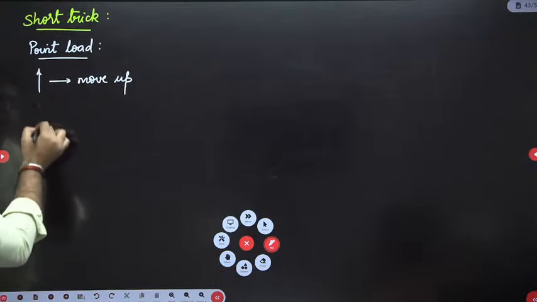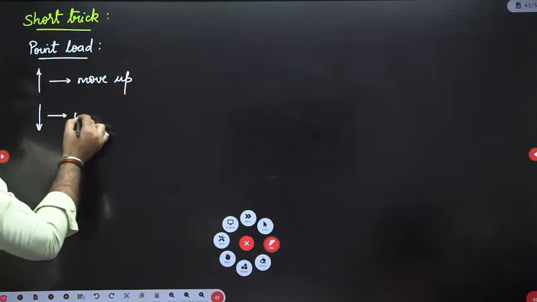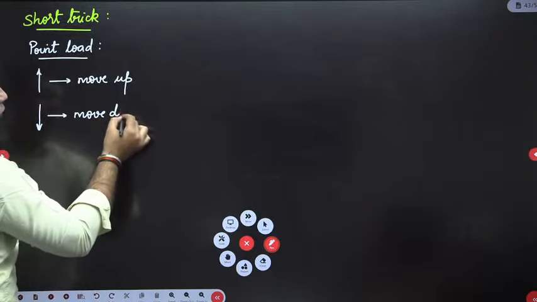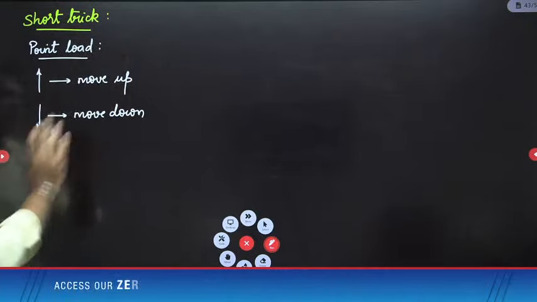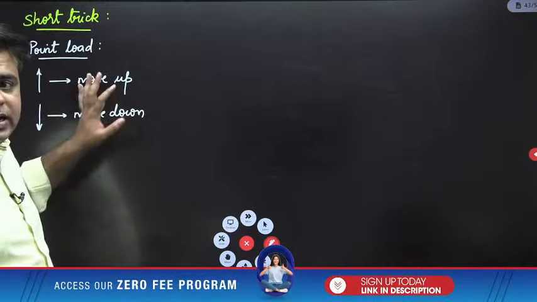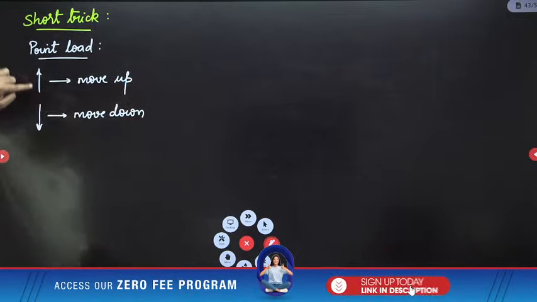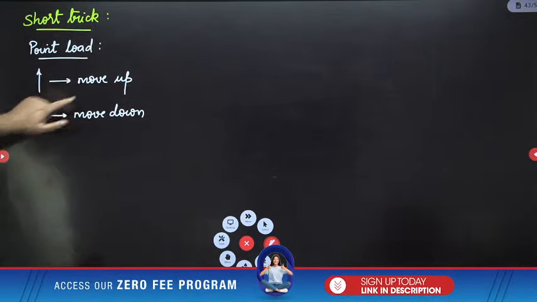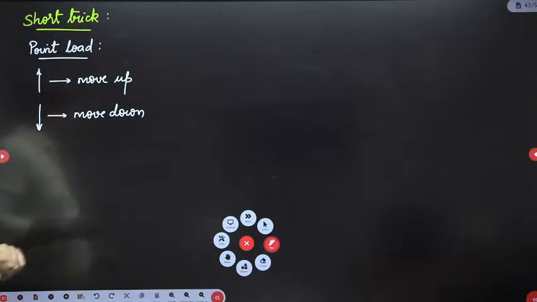If a point load is acting downwards, you need to move down in the shear force diagram. This is about the shear force diagram I'm talking, okay? Only about the shear force diagram. If your point load is acting upwards, you need to move up. If your point load is acting downward, you need to move down.